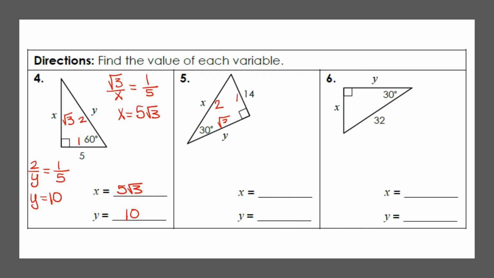My square root of 3 is on the long leg. To find x, inside over outside, I do 2 over x equals 1 over 14. Cross multiply, I get that x equals 28. So x is 28 here. To find y, inside over outside, so I've got square root of 3 over y equals 1 over 14. I cross multiply and I get that y equals 14 radical 3.